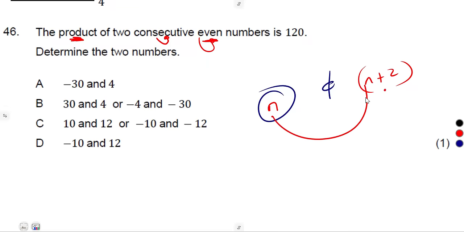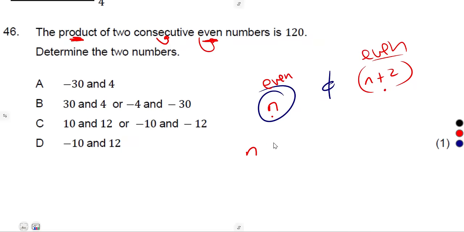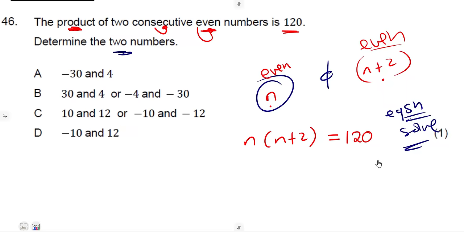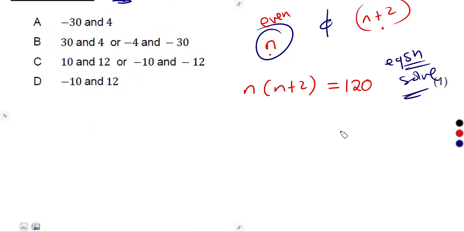product of these even numbers, because this one is even, this one is also even, but their product n times n plus 2, we are supposed to get 120. That's an equation formed. So determine the two numbers. What does it mean? Simply solve the equation. You have formed an equation from the statement given. So then solve. It's just like that.